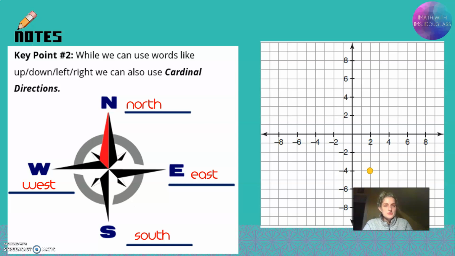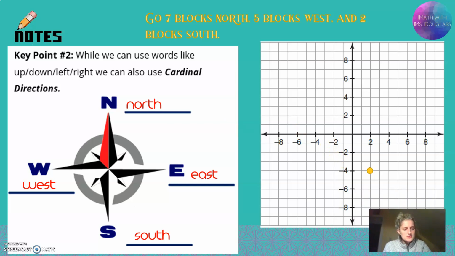So you might have to do something like, here's my little yellow dot to start with. Go 7 blocks north, 5 blocks west, and 2 blocks south. So you want to follow them in order. That's really important. You don't want to go 2 blocks south first. And just remember that north means up, west means left, and south means down.